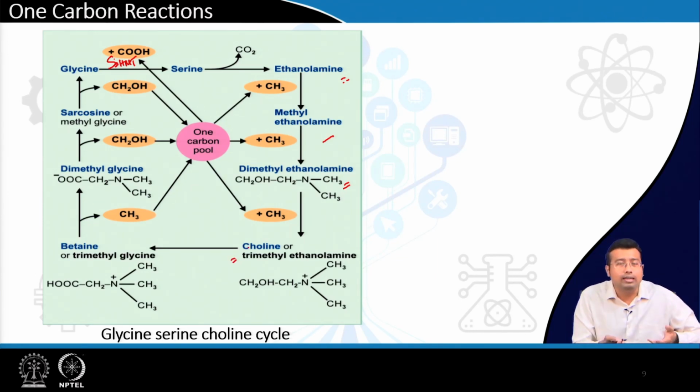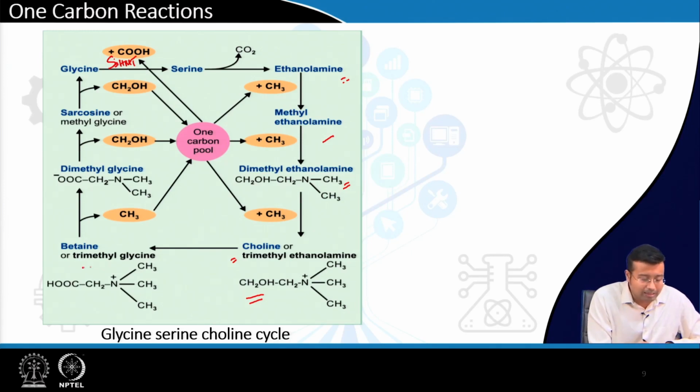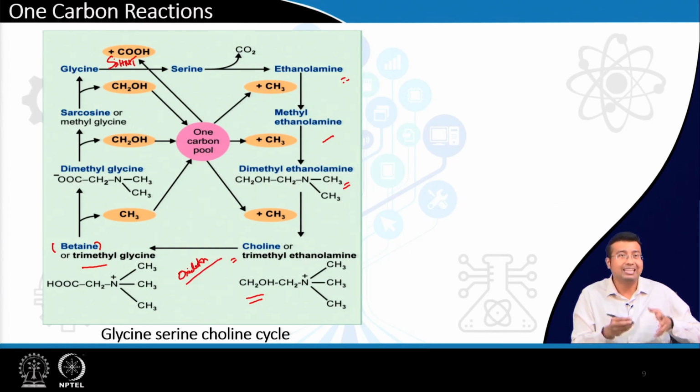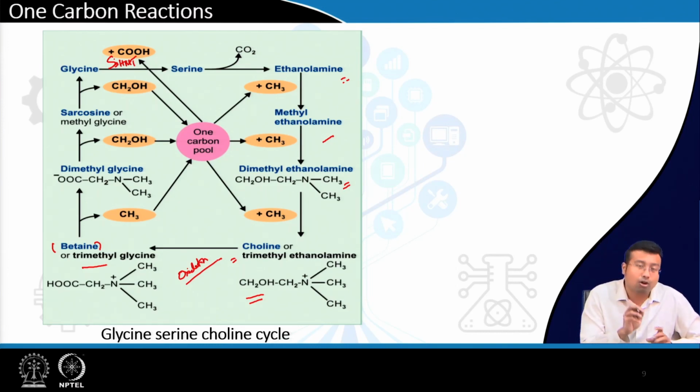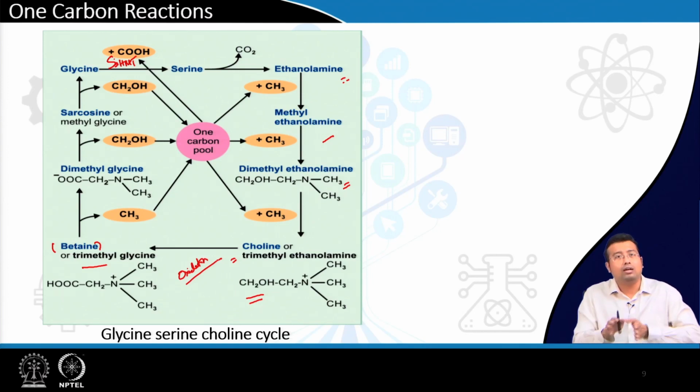Now, this choline can be oxidized. You see CH2OH is an alcohol group. Whenever it is oxidized, it forms trimethyl glycine, whose common name is betaine. Very important, this is an oxidation reaction. Now this betaine can donate one carbon or methyl group into a reaction that needs one carbon moiety. So thus betaine can participate in one carbon reactions as well.